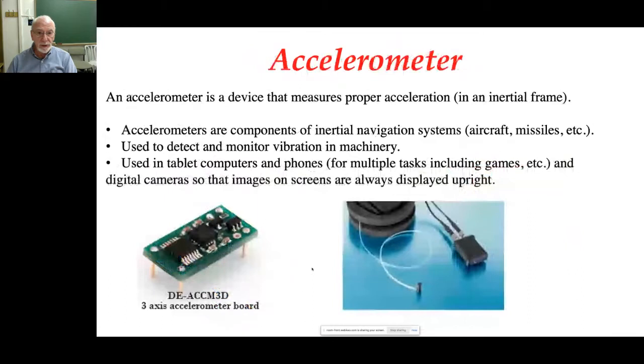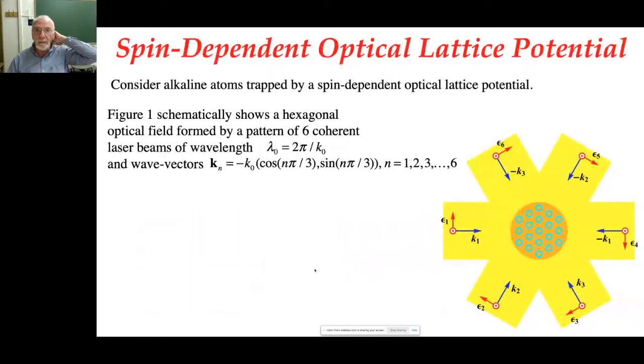Also, accelerometers are present in our telephones, in our cellular phones, and of course they're used for gaming, but they're also used for many other things, such as to monitor vibrations and inertial guidance systems. And the atoms in these optical potentials can be used as accelerometers as well.